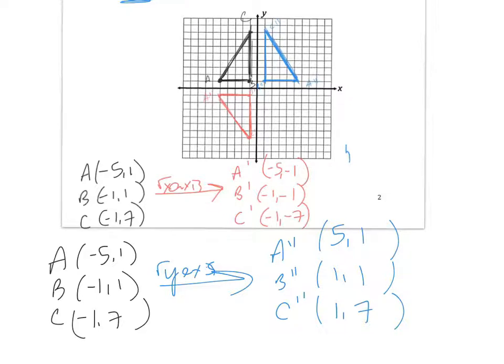So again, just to recap, reflecting over the x-axis, we're going to negate the y. Reflecting over the y-axis, we're going to negate the x. And reflecting over the line y equals x, we're going to switch the coordinates so it would become (y, x).